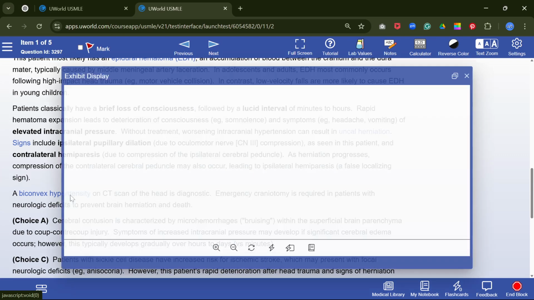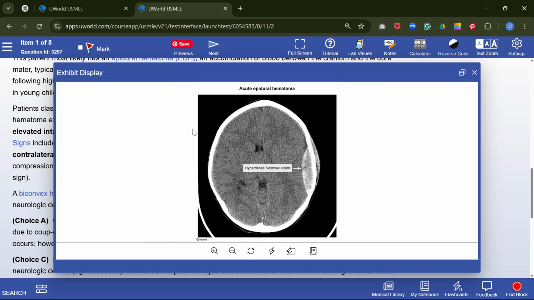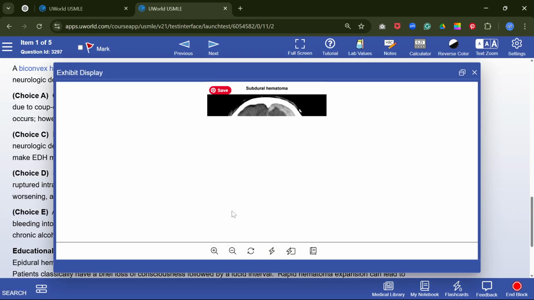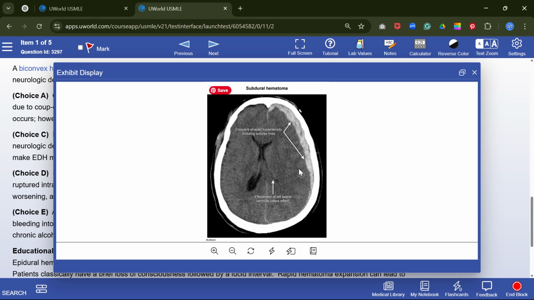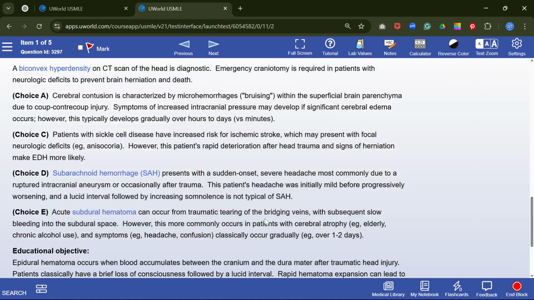And this is a biconvex density, a lens-shaped biconvex epidural lesion. And subdural, we know, is crescent shaped, a crescent-shaped hyperdensity crossing the suture line. There is effacement of the lateral ventricle, that is mass effect.